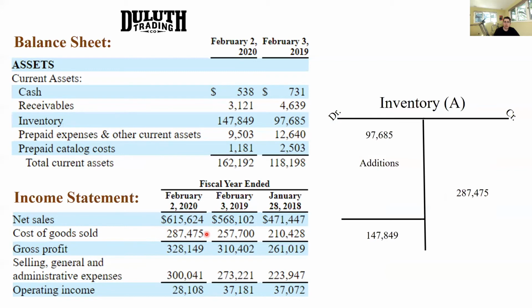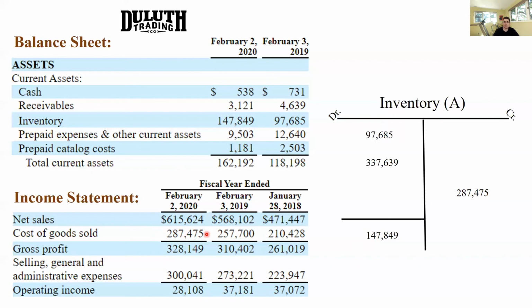And now it's just a matter of solving for additions. So the company's not disclosing additions anywhere. You just have to solve for it using this T account. So this is an equation. It's an equation with one unknown. Beginning balance plus additions minus cost of goods sold equals ending balance. And if you solve for additions here, you get 337,639. And I would recommend when you do this type of an exercise, just calculate it through and make sure it worked. So on your calculator, take 97,685 plus 337,639 minus 287,475 and make sure that you get 147,849.